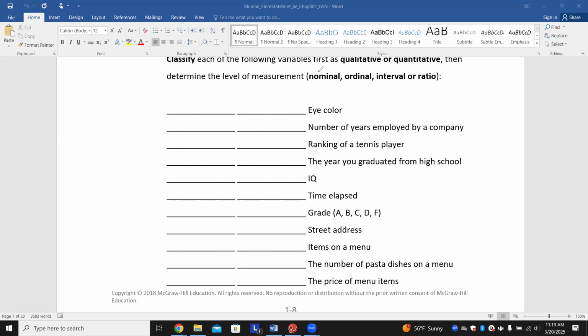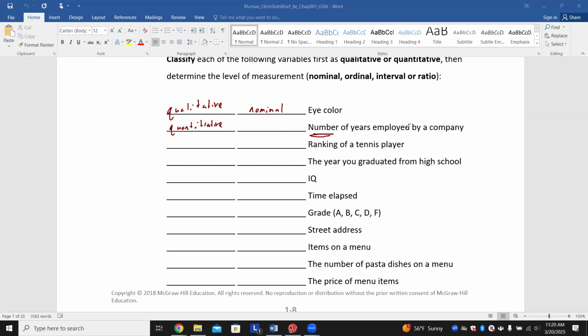All right, for starters, eye color has no number in it, so I know it is qualitative data. For eye color, I have to ask myself, can this be put in an order or rank? The answer to that is no. So if it cannot, it must be nominal. It still describes something, but it just can't be ranked. Next, number of years employed by a company. That word number tells me it's going to be a number, so I'm going to go with quantitative.